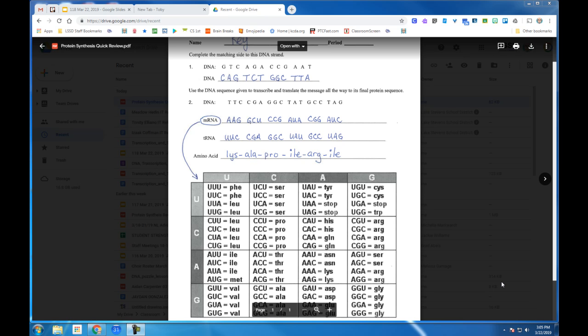So question number one, quick completion of the matching side to the DNA strand means that we're just apple in a tree, car in a garage. So here is the answer key to that. Below the G is a C, below the T is an A, below the C is a G. And then we continue on TCT, GGC, and TTA.